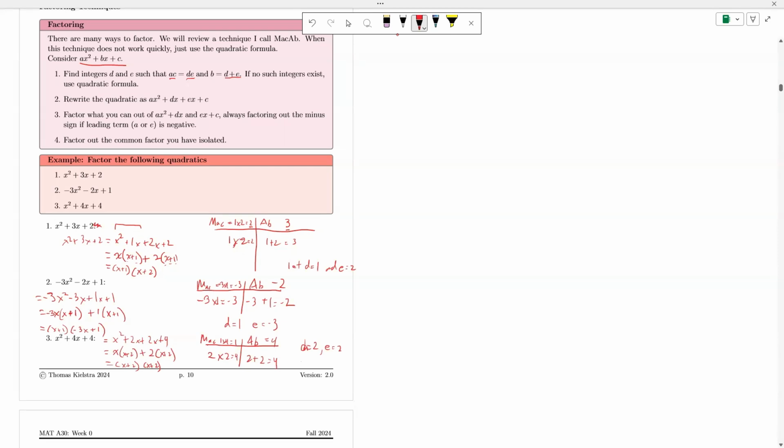This process, what I love is it always works. And the most challenging part is solving for these constants. Everything else is like clockwork. Factor out by your largest number out front of your x's, and always factor out the minus sign. And if you do that every single time, it will always work, as long as we can solve for this MAC-AB chart, for the coefficients D and E that satisfy our constraint.